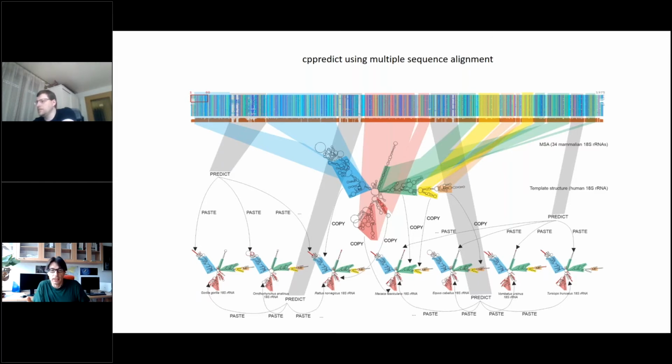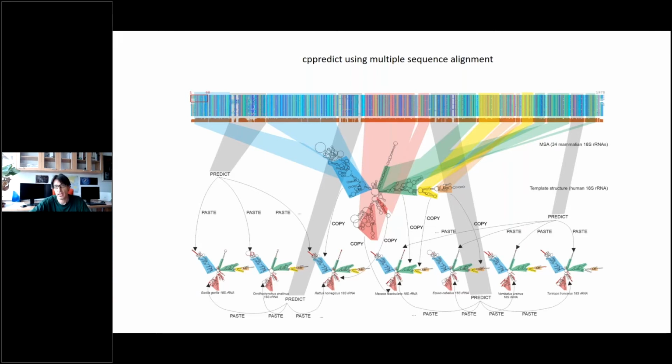This worked quite well, but there was a big problem that we could not sort out well enough: identification of boundaries between consistent and inconsistent blocks. If you are not able to identify the exact sequences of these consistent blocks, then you copy a structure segment onto a wrong sequence, and the result is nonsense.